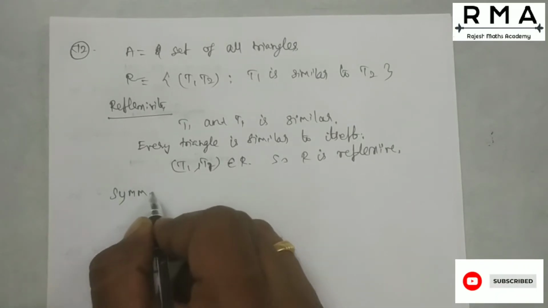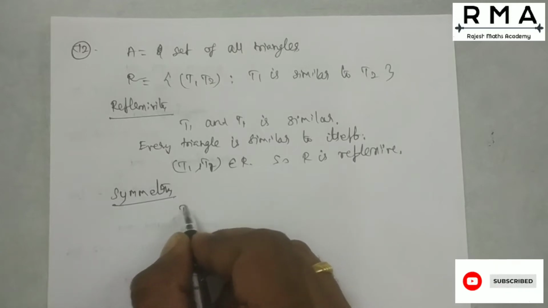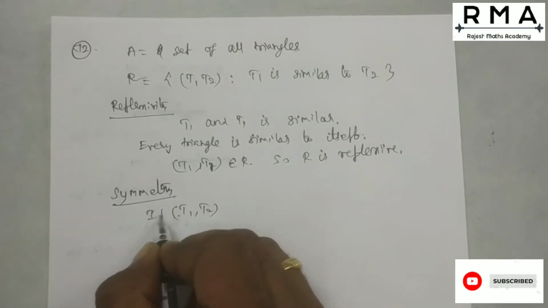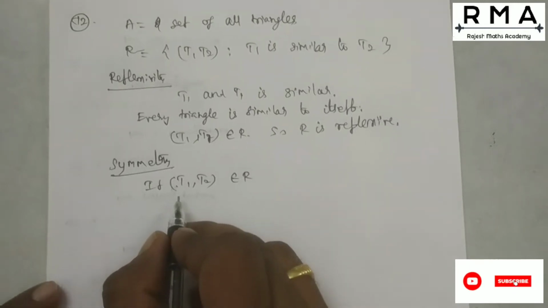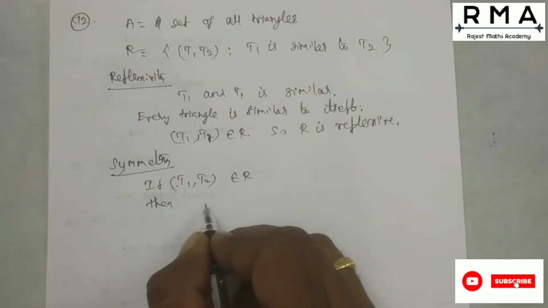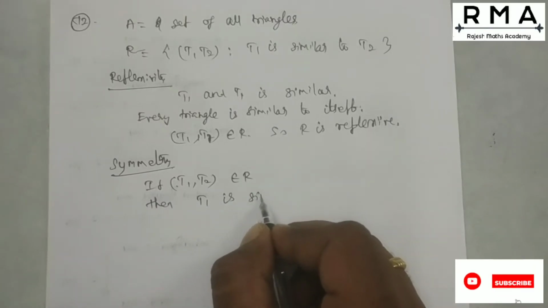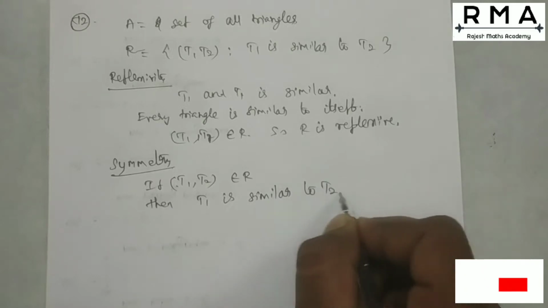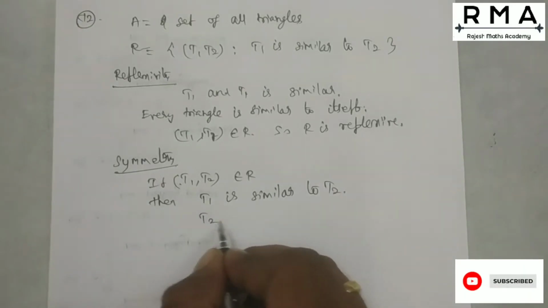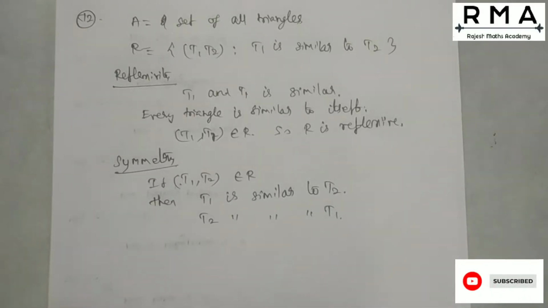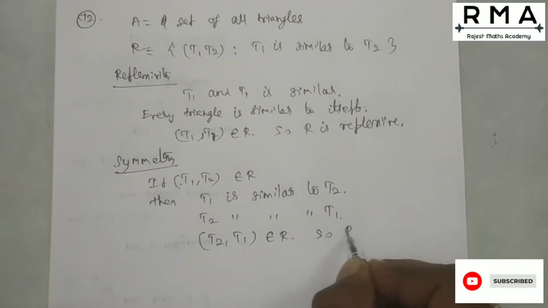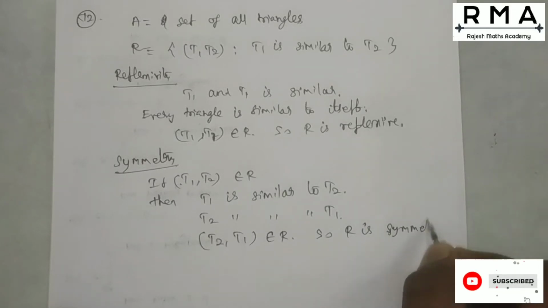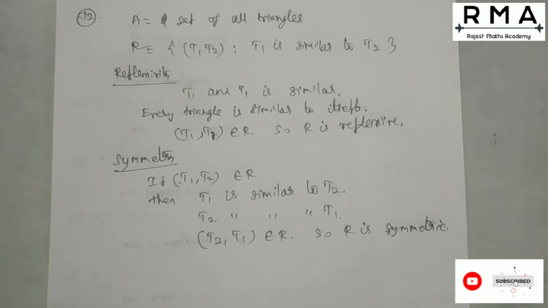What about symmetry? Symmetry definition is what? If (T1, T2) belongs to R, then I need to prove that (T2, T1) also belongs to R. So if (T1, T2) belongs to R, then T1 is similar to T2. How can I write reversely? T2 is similar to T1. So from these two I can write (T2, T1) belongs to R. So R is symmetric. Reflexivity over, symmetry over.